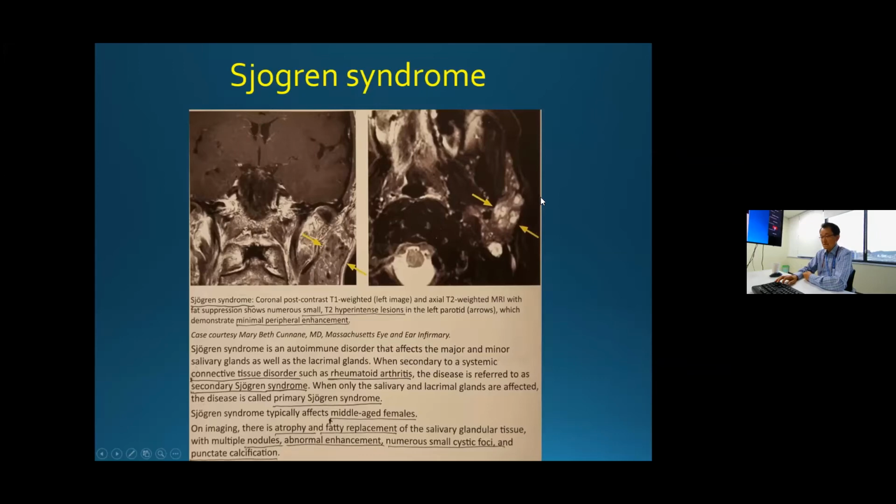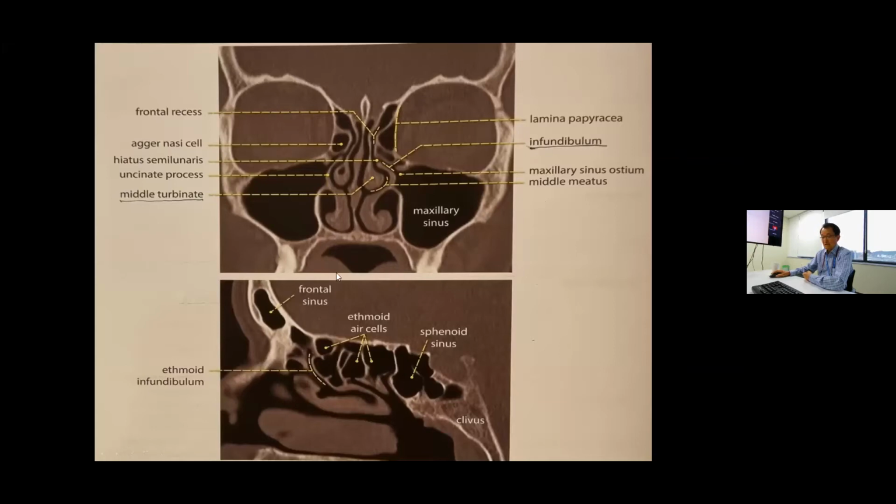All these anatomical landmarks: sinuses, maxillary, or in here, turbinate. The ethmoidal sinus, maxillary, and the air cells here, sphenoidal sinus here, clivus right here, frontal sinus. So in between, there's the infundibulum, there's the meatus.